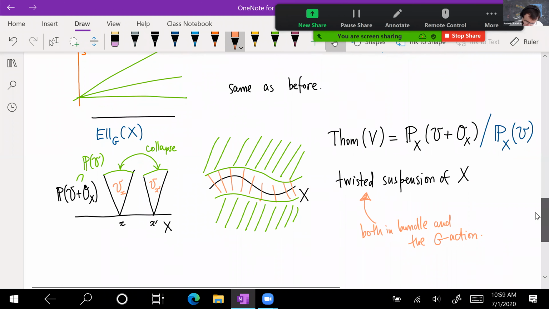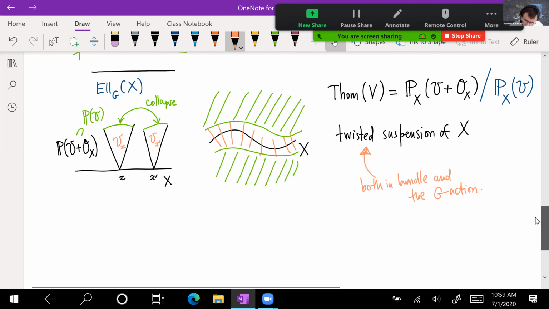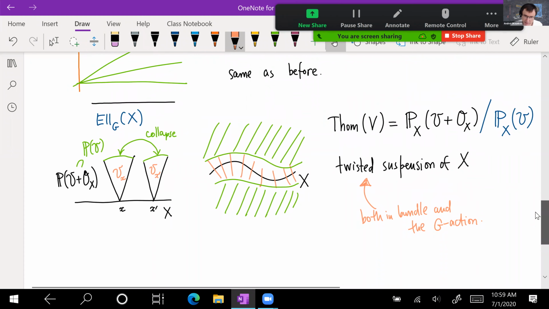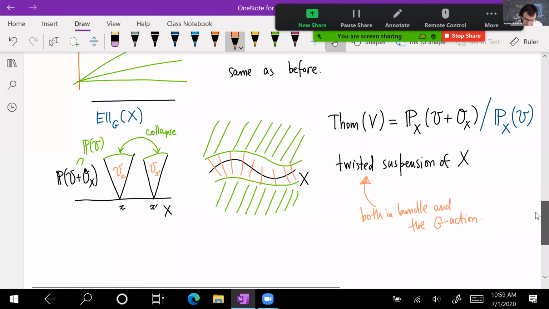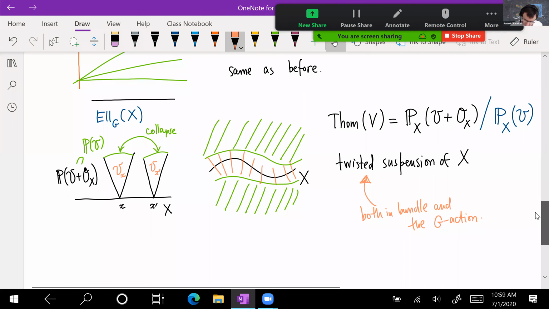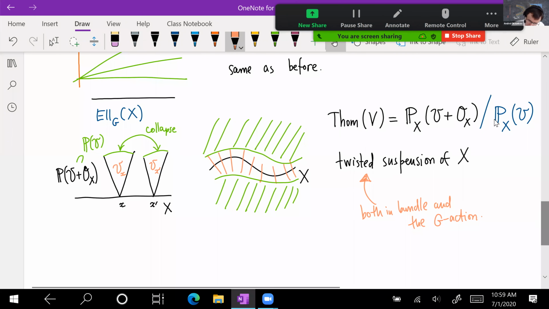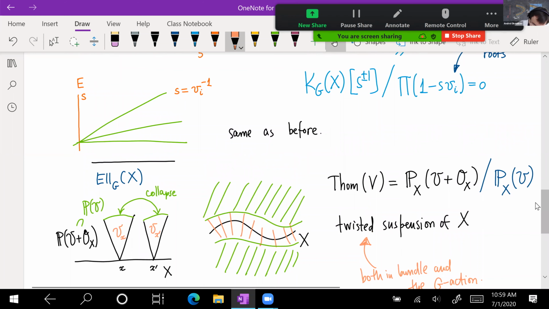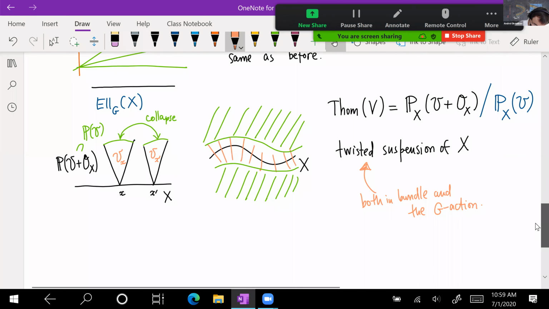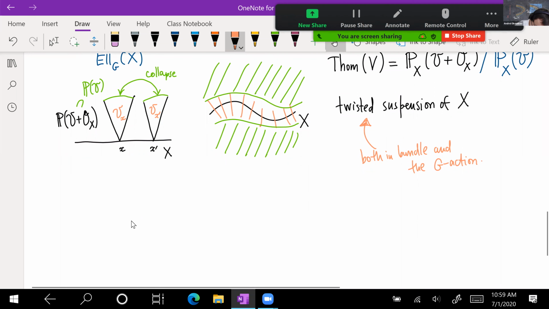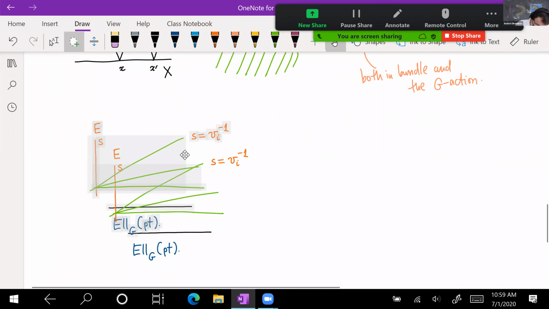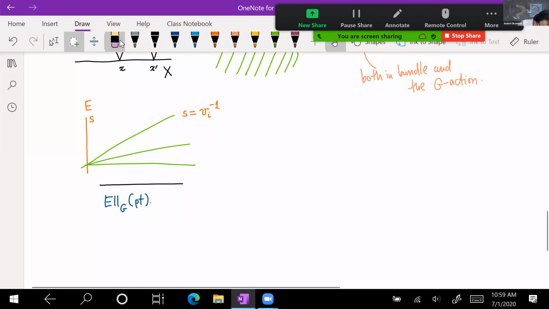And so then what is this? What's the K-theory of the Thom space? Well, it's a special case of something we computed. Let's just copy, maybe I still have that here so I can paste it. Yeah, it's still here.